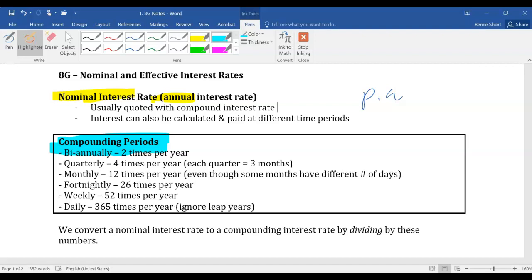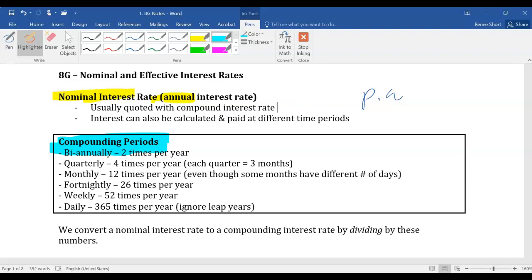Quarterly, for example, means 4 times per year. And it's important to note that each quarter has 3 months of the year in it. Monthly, 12 times per year, and we still divide by 12, even though we know some months of the year have different numbers of days. Fortnightly, there are 26 fortnights in a year. Weekly, there are 52 weeks in a year. And daily, we work off 365 and just ignore the fact that leap years exist. So just divide by 365.